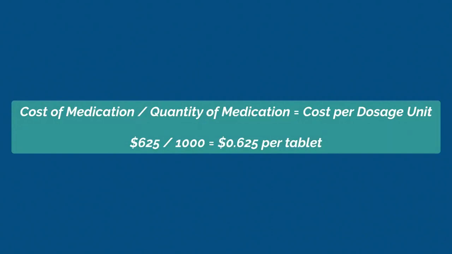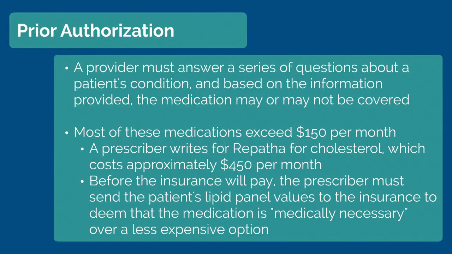So in this example, the cost of our medication was $625 and we received 1,000 tablets. So when we divide 625 by 1,000, we get about 63 cents per tablet, so 0.625 or 63 cents per tablet.